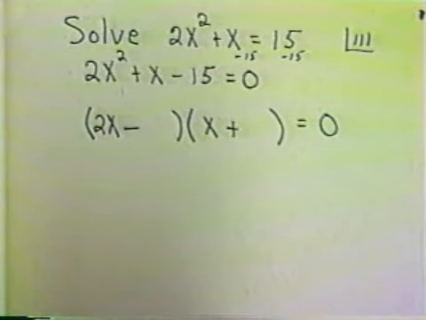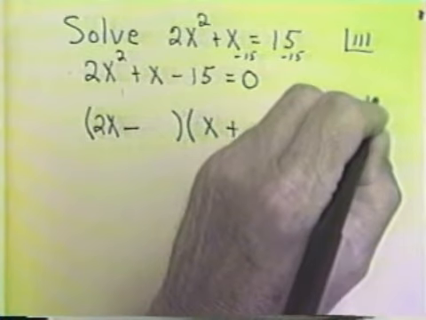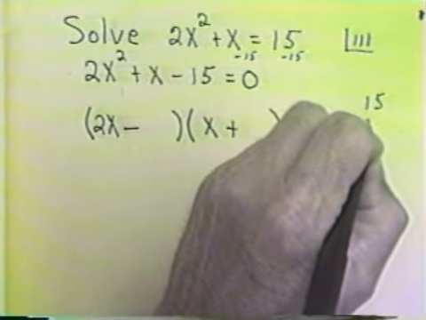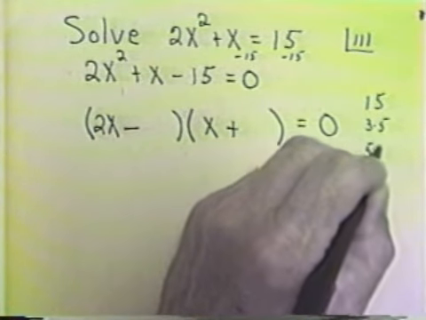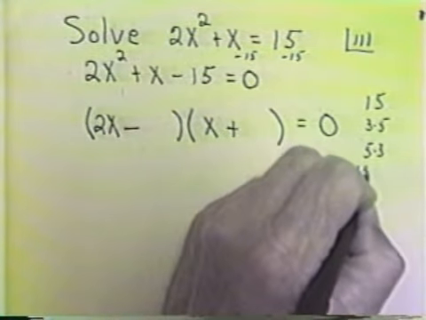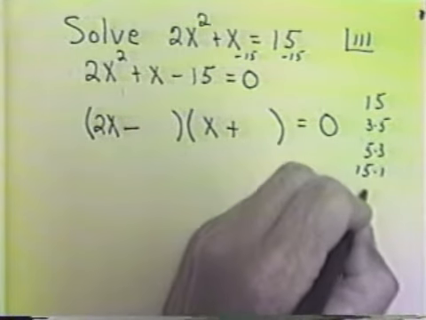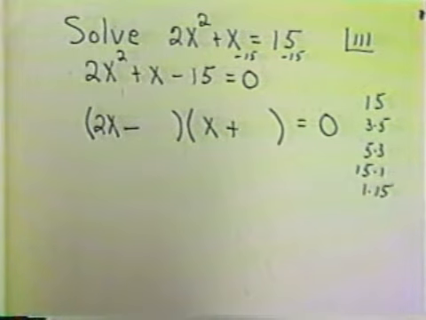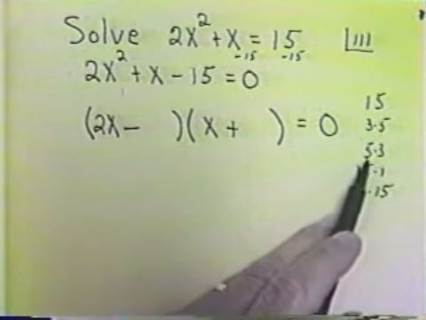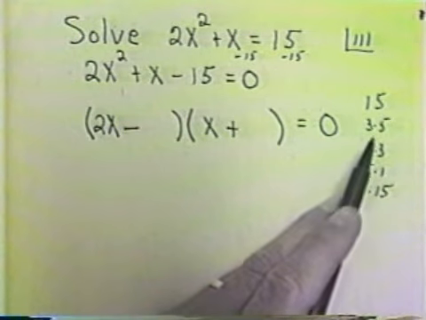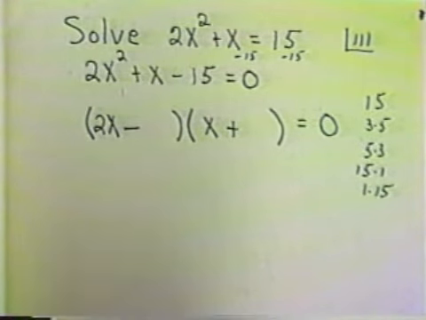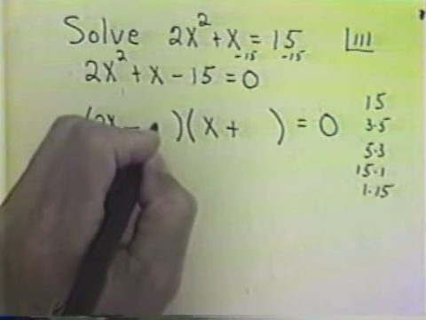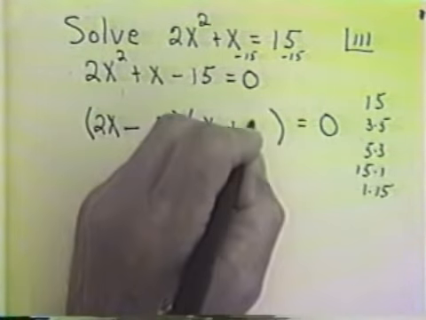Now I need to list all the ways of getting 15. Well, to get 15, I can use 3 times 5. I can use 5 times 3. I can use 15 times 1. And I can use 1 times 15. I need to guess which of these will give me the correct middle term of x. Well, let's just guess 5 and 3.